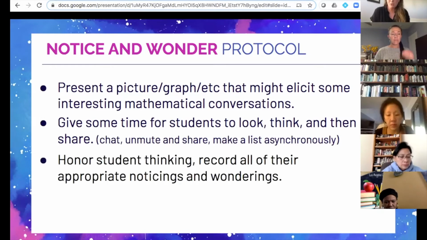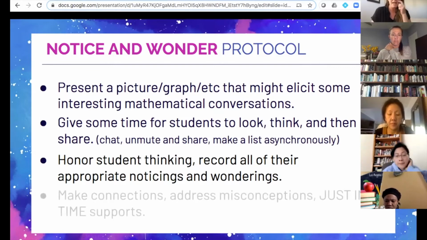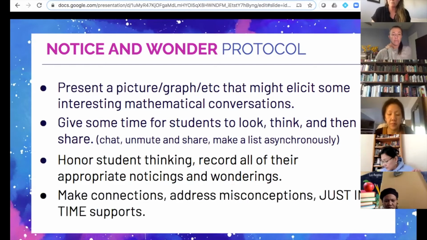One thing that's important is to honor all student thinking, as long as it's appropriate. Record everything that people say, because you'll be surprised how many connections you can make between noticings from different students and how you can utilize those in your instruction. And then it's a great time to address misconceptions. If someone says something that another student might challenge, like, oh, this is a linear relationship. No, it's a proportional relationship. Or these both go through the origin. Do they? Yeah. Okay. Things like that.